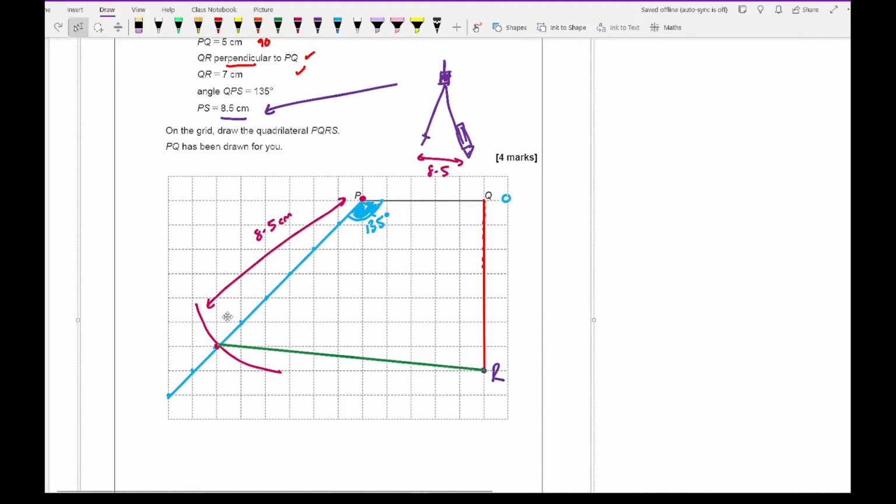Now could you get away with just measuring 8.5 centimeters along that blue line? Maybe, but more accurately it should be with a compass, and then obviously joining the points up. It does look like a right angle trapezium, but actually it's not, so just be wary of that.